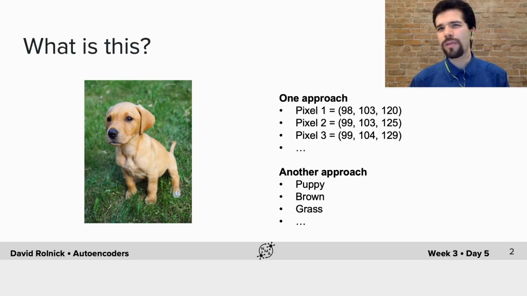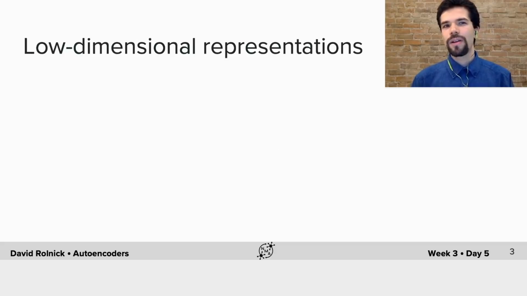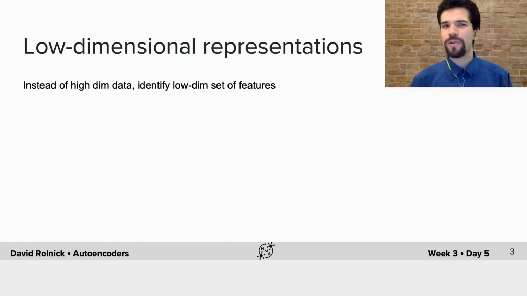So this is an example of a low-dimensional representation, where we could describe the data in a very high-dimensional way, but through picking cleverly a particular small set of descriptors, we can have a very effective way of representing our data without going into the high-dimensional representation of all the pixels. In general, low-dimensional representations are ways to represent high-dimensional data with some smaller number of features.